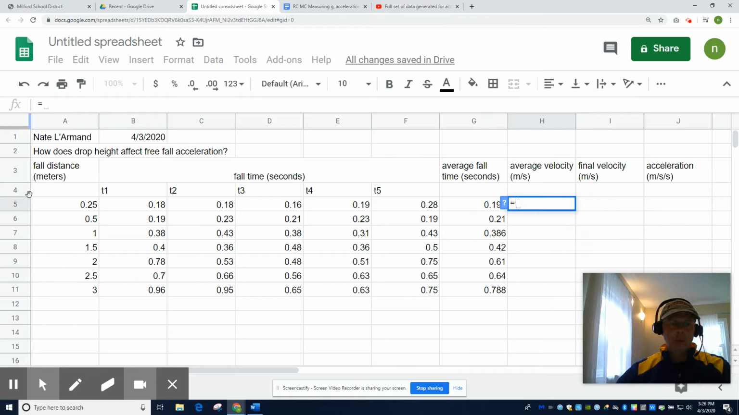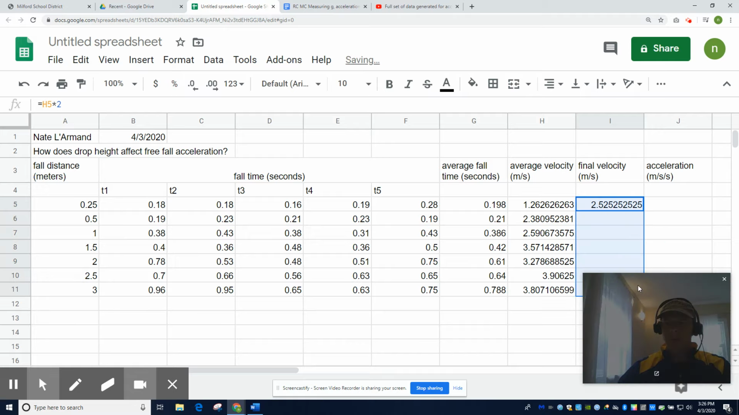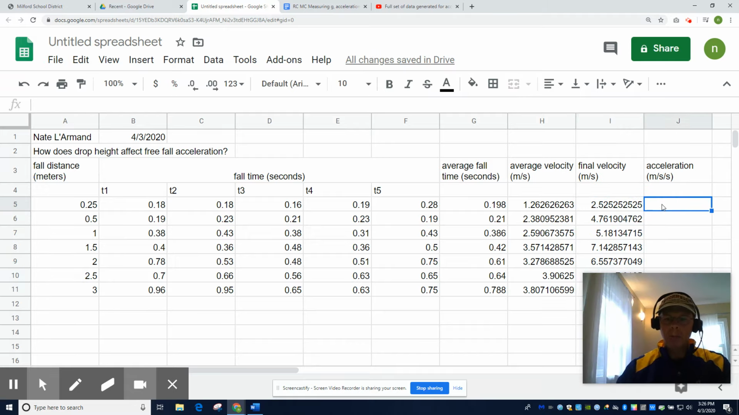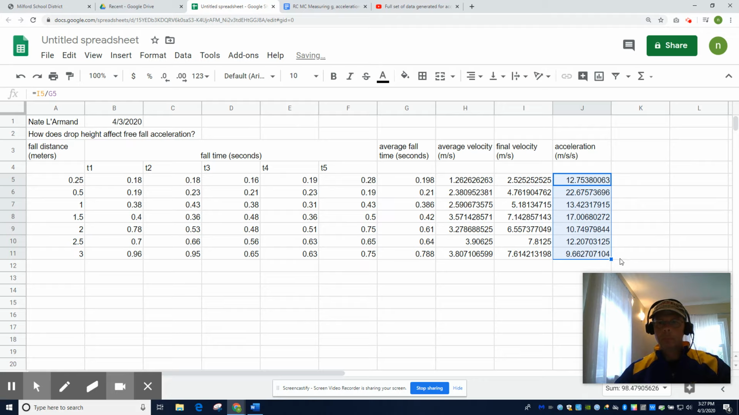Now, equals, we're going to do distance divided by time. All right. And we fill that down. And then we double the average velocity, this guy, multiplied by 2 to find the final velocity. So that's how fast the ball is going when it strikes the ground. And finally, we find the acceleration. So equals final velocity divided by average fall time. And how'd we do? Ooh, okay, a couple runs were good.